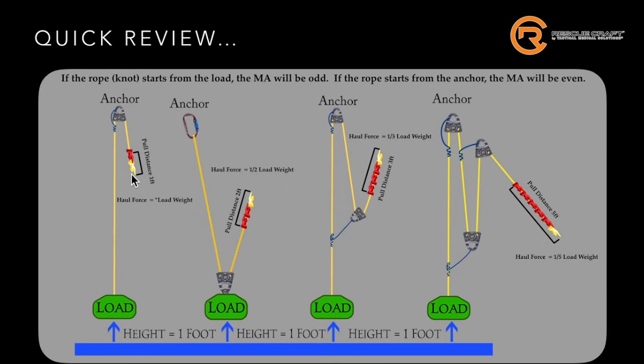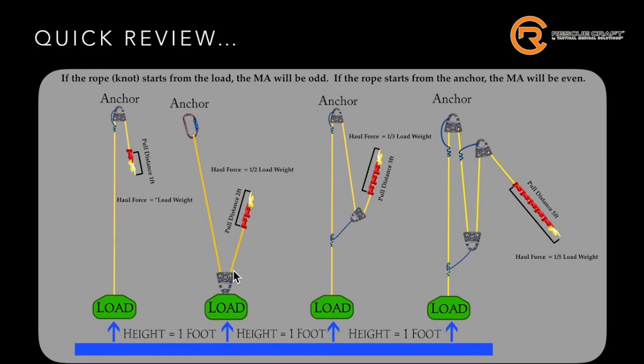But for our purposes right now, all we have to do to move this load 1 foot is pull 1 foot here. So if this load is 200 pounds, we're going to have to theoretically put 200 pounds of force on this to move it. So the force that we're hauling as a hauler is going to be equal to what that load is when we're talking theoretical systems. And to be able to move it 1 foot, we only have to pull 1 foot.